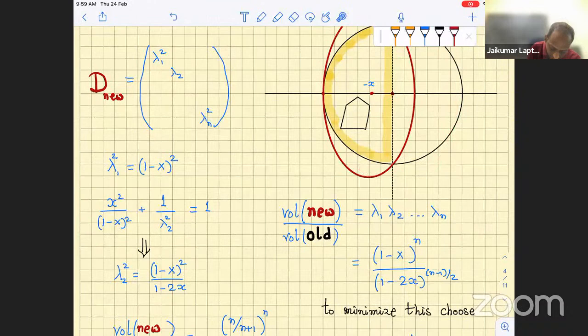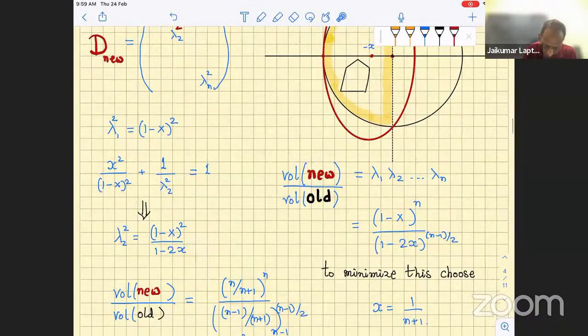So what did I do? This is lambda2 squared. It must satisfy this thing. So we get an equation for lambda2 in terms of x. Don't worry, I'm just solving for lambda2 from this. I believe I have done it right, but we can check it.